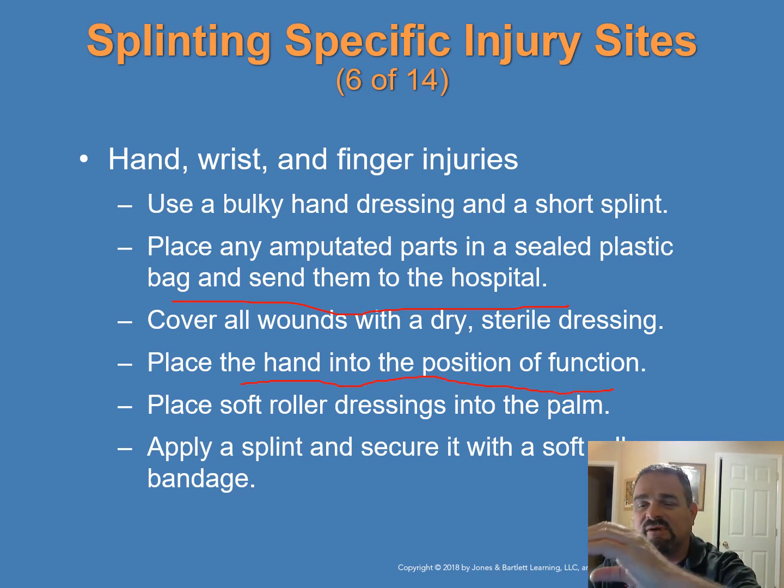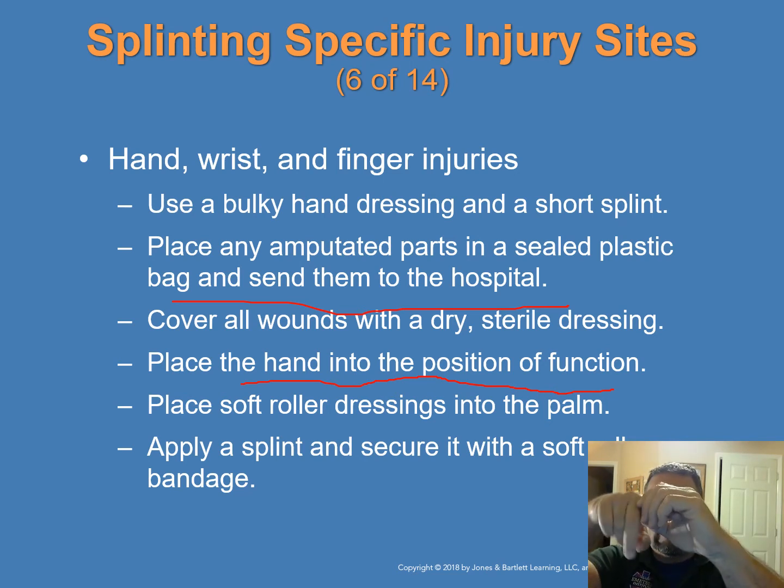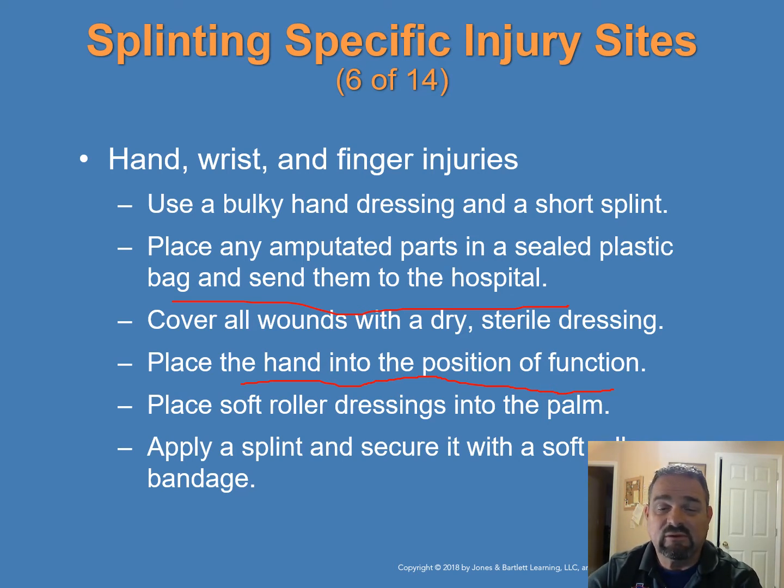Position of function is very simple, just how you would normally be in a relaxed position so that the fingers are relaxed. Might even put a rolled up piece of gauze between the hands so it allows it to rest. Like it says, place a soft roller dressing into the palm, then apply a splint and secure it with a soft bandage.